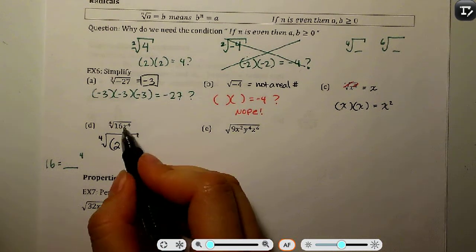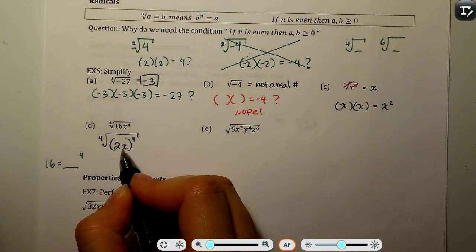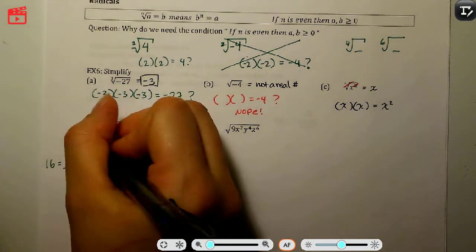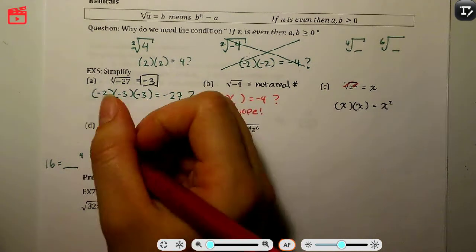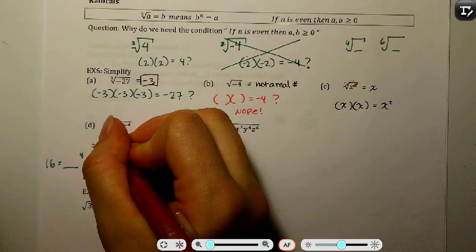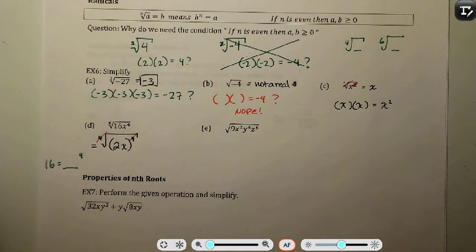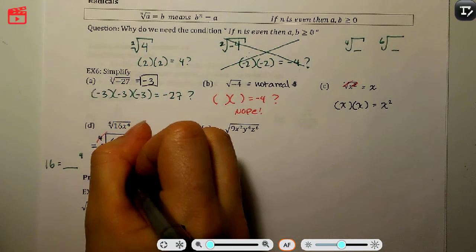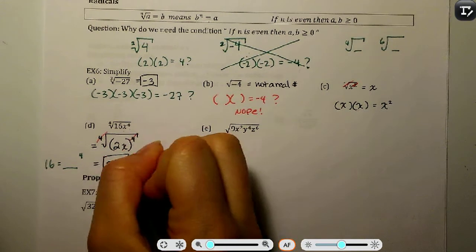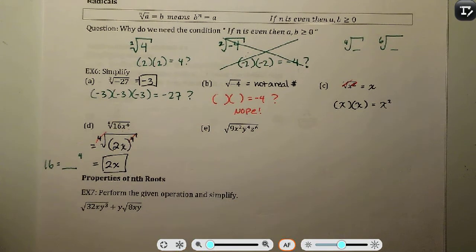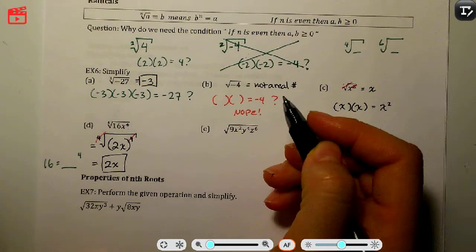So I've rewritten 16x to the fourth as some quantity to the fourth power. So once I've done that, I can go ahead and just cancel those out. And I have 2x. That is my simplified radical. Okay, so moving on.